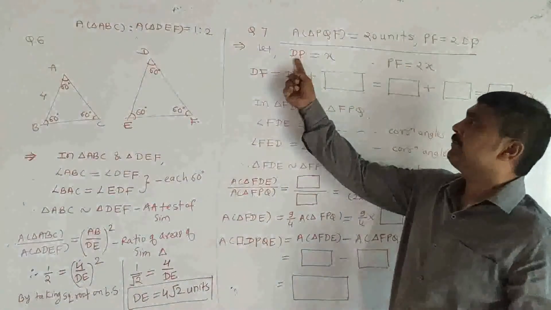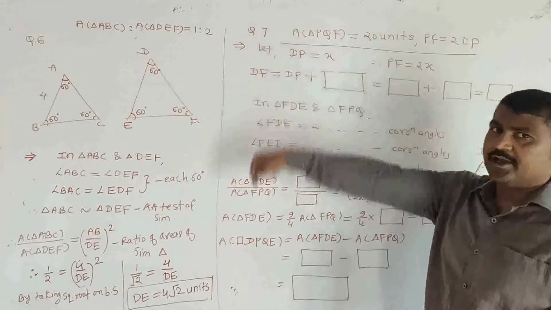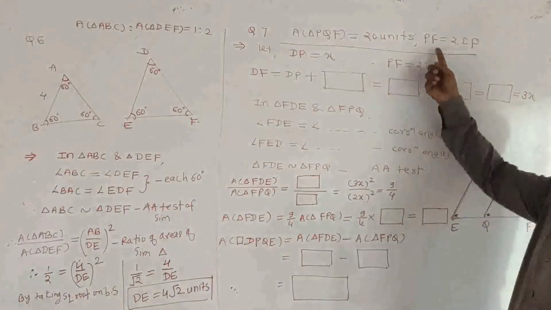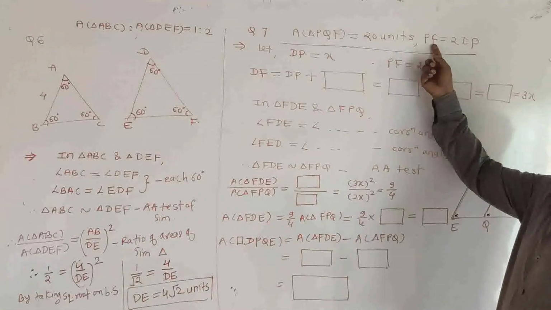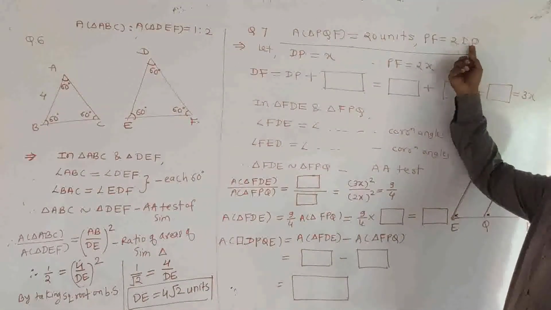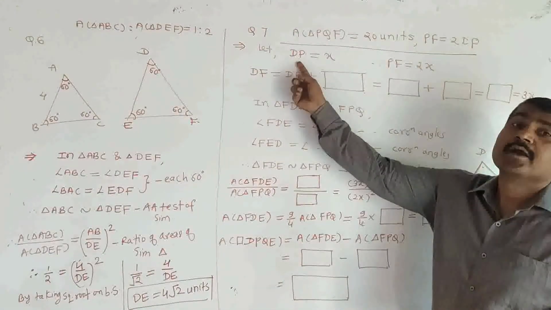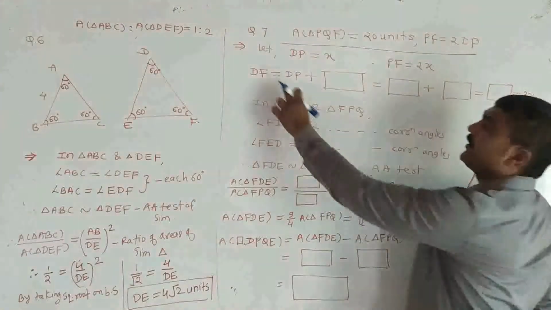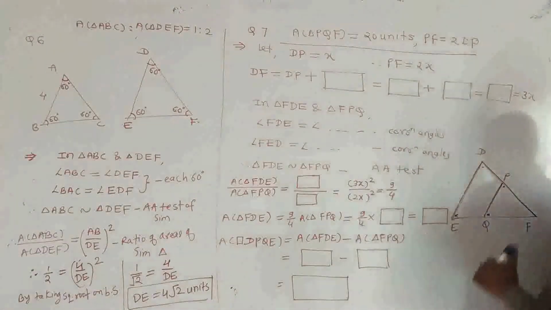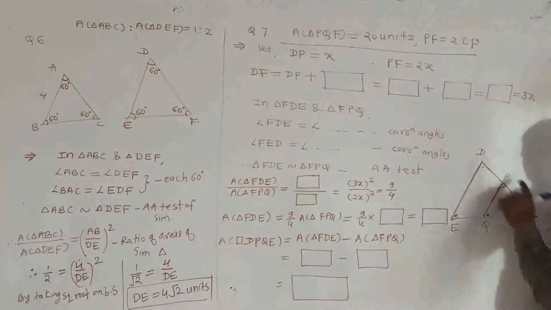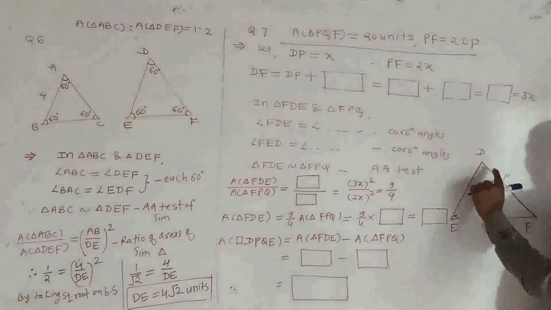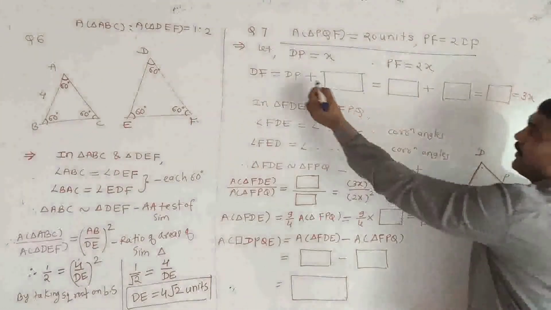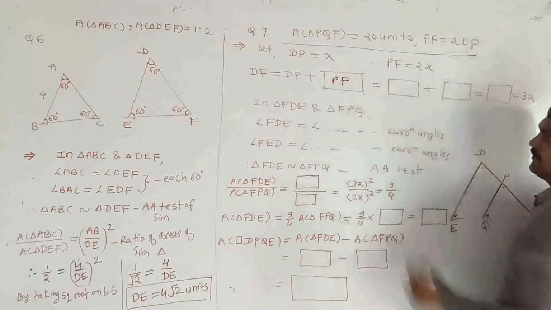What is given there? DP is equal to x. They have already given PF is equal to 2 times x. Why is PF equal to 2 times x? Because in the given data, PF is equal to 2 times DP, and the value of DP is assumed to be x. That's why DP is replaced by x here. So then DF is equal to DP plus PF. Check the figure. DPF. Here you can write DP plus PF is equal to DF. Understood?